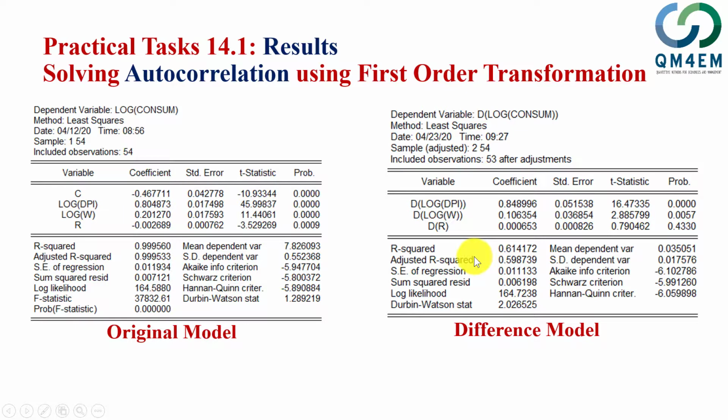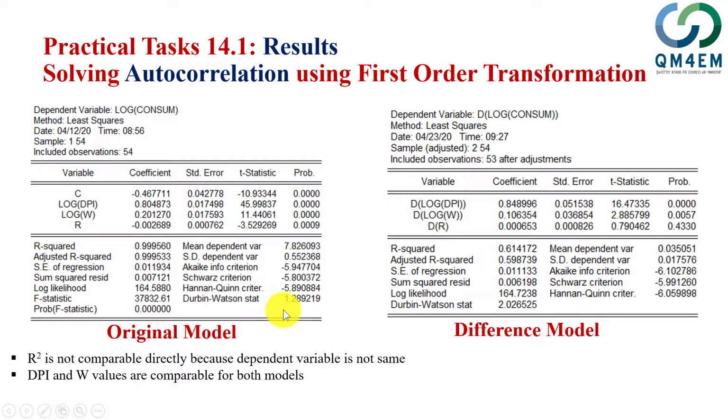The values are different, the signs are different. You can see here the sign of R is different. Besides that, the R square value is different, and R square in both models are not comparable because the dependent variable is not the same. In one model you have the log of consumption, in the other you have the first difference of the log of consumption. So these are not comparable. You can see that the DPI and W values are comparable for both models. DPI is 0.84 and 0.80, and W is 0.20 and 0.1.